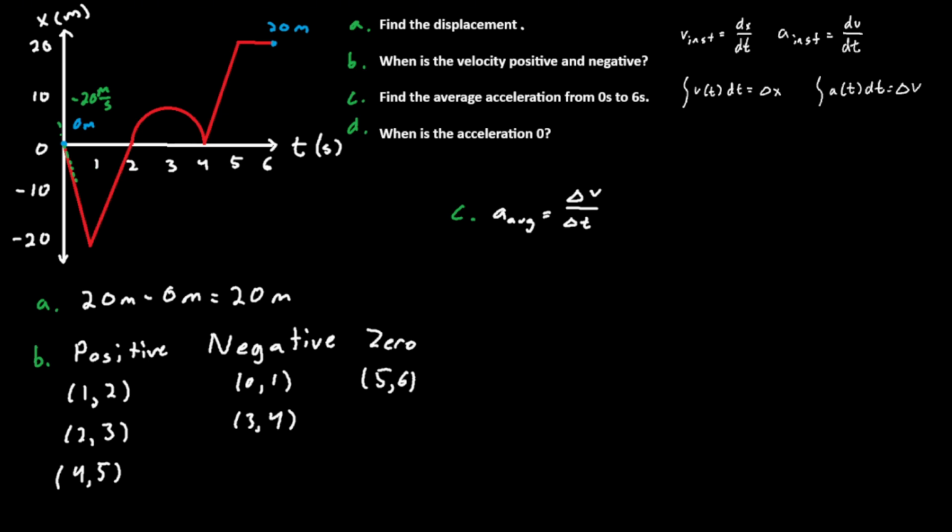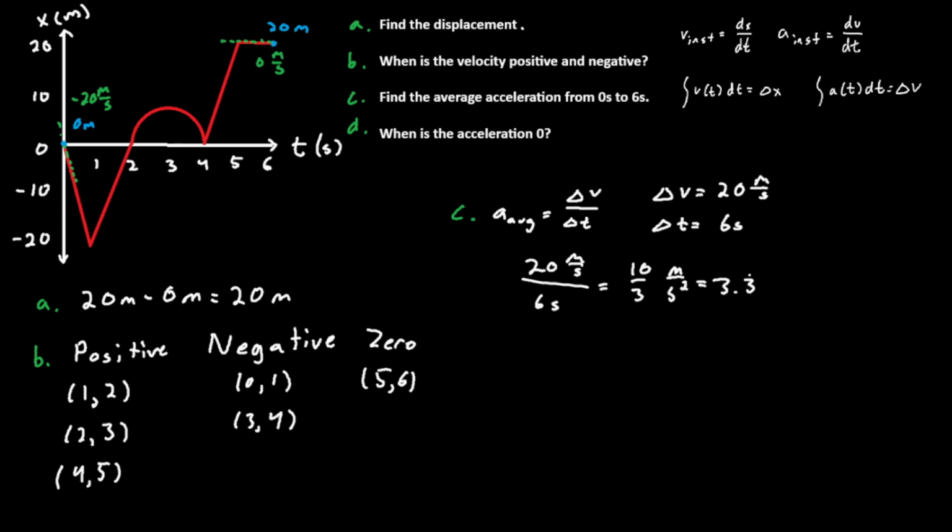And also, your final velocity is just, well, this is non-moving, so this is 0 meters per second, hence a horizontal tangent line. So your change in velocity goes from negative 20 to 0. Therefore, the change in velocity is 20 meters per second. Okay, how about your change in time? Well, your change in time is just 6 seconds, because you go from 0 seconds to 6. So all we have to do is 20 meters per second over 6 seconds, and that's equal to 10 over 3 meters per second squared, which is also 3.3 repeating meters per second squared as a decimal.